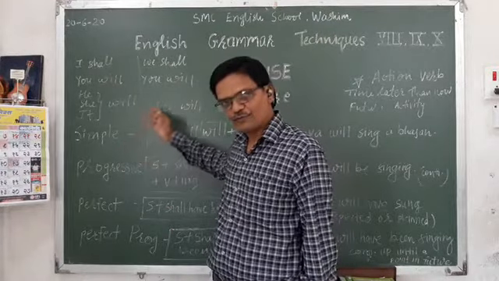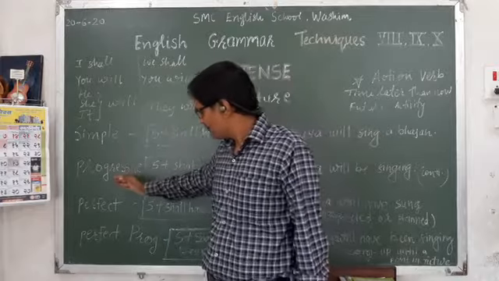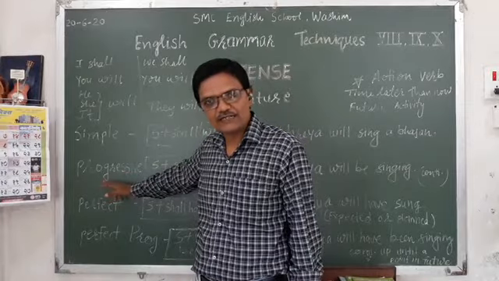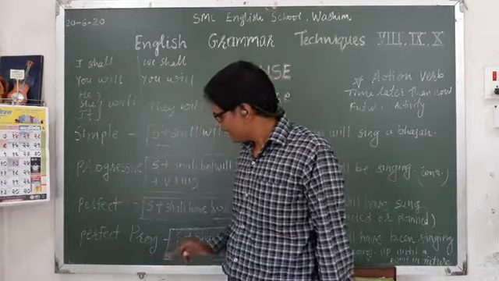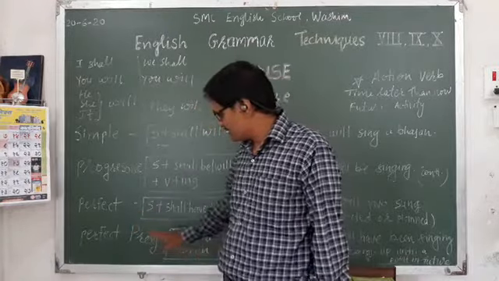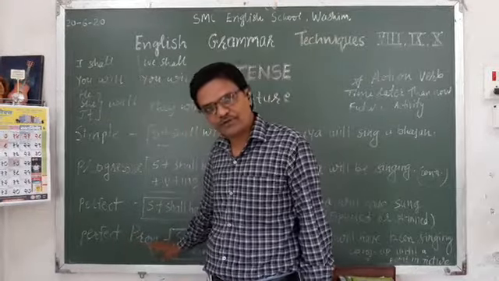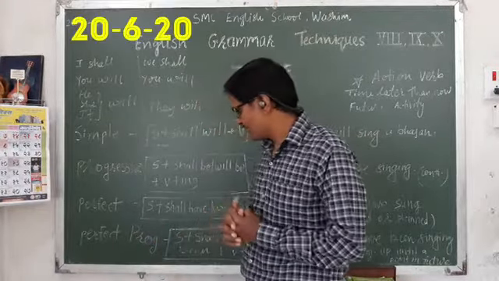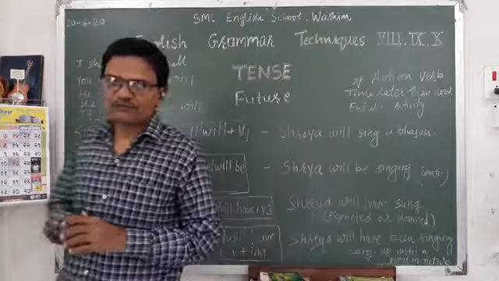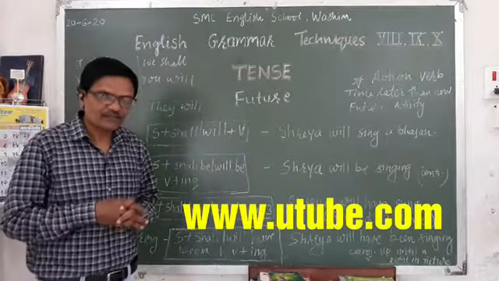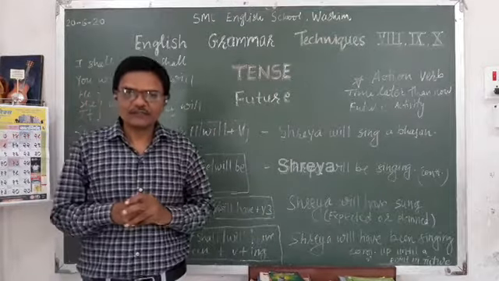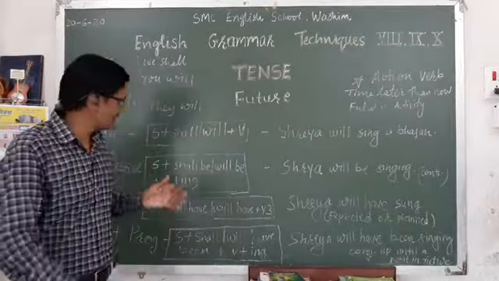Simple future tense, progressive future tense, it is also called continuous future tense. Then thirdly, perfect future tense, and lastly perfect progressive future tense. So these are the 4 subtypes in future tense as well. So firstly, we will go through simple future tense.